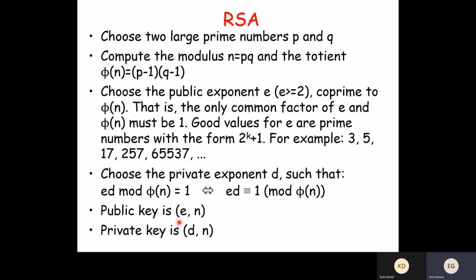So the public key will be a pair of integers. It will be the public exponent and the modulus. And the private key will be a pair of integers. It will be the private exponent and the modulus. Remember that the modulus n is the product of the two prime numbers.